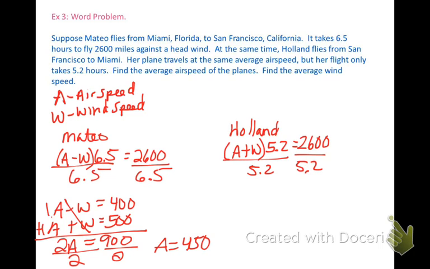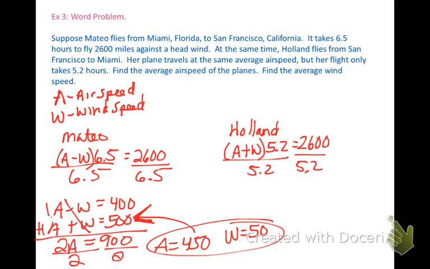So if I put it back up into this section right over here, if I had 450 plus something equals 500, my wind is 50 miles per hour. That 50 miles per hour wind still makes you take a little over an hour extra to get going opposite directions. And that's the reason why it goes faster going one way than it does the other.